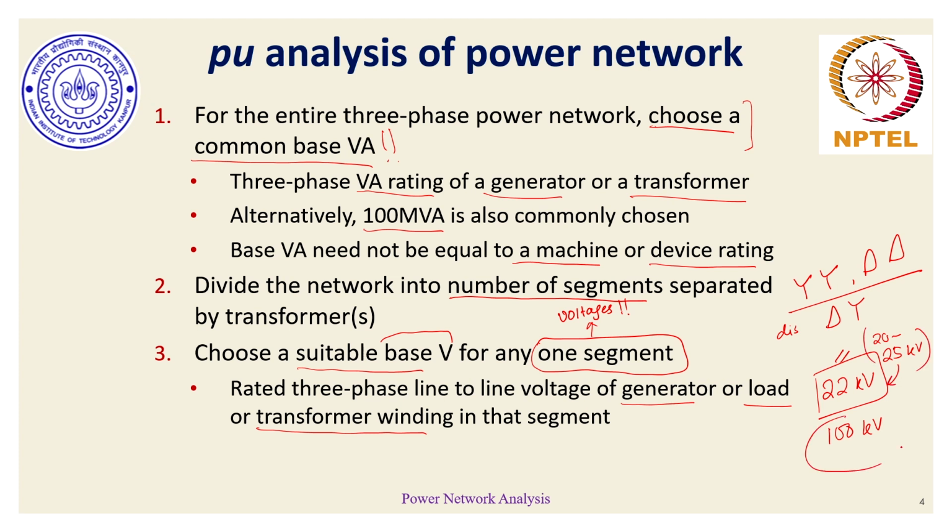Choosing 100 kVA might lead to inferior results, and there could be other issues. So the point is that in per unit system, we want our quantities or phasors to be as close to 1. That is the bottom line idea. Having defined the base voltage for one segment, how do you choose the base voltage for other segments?